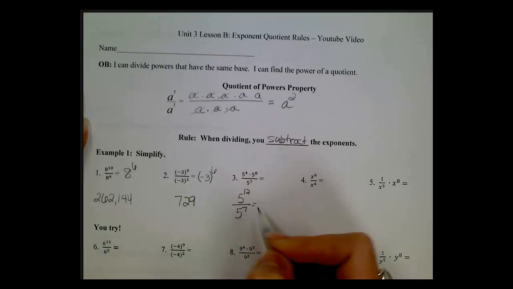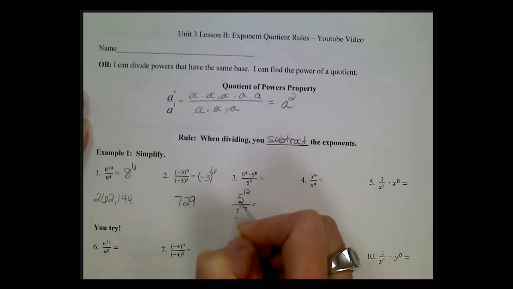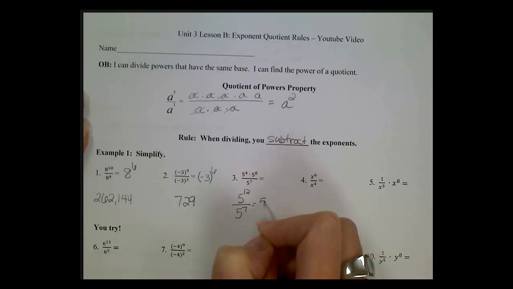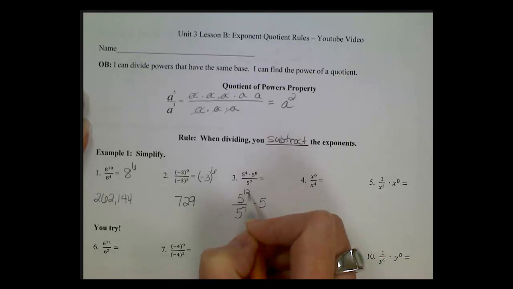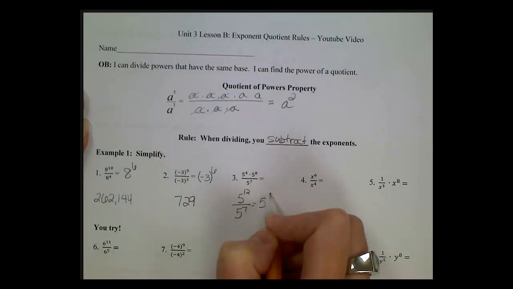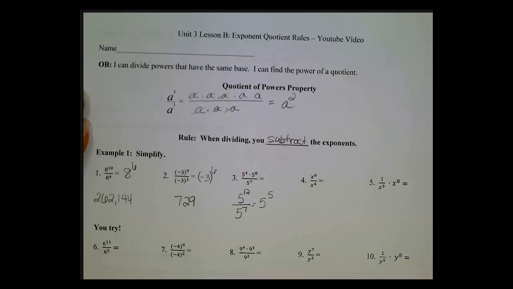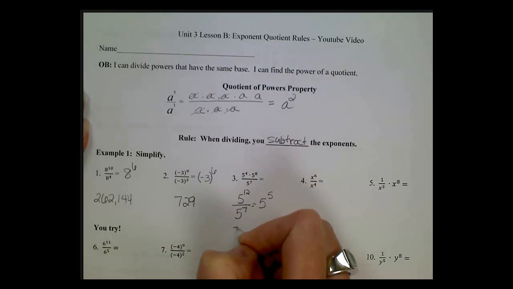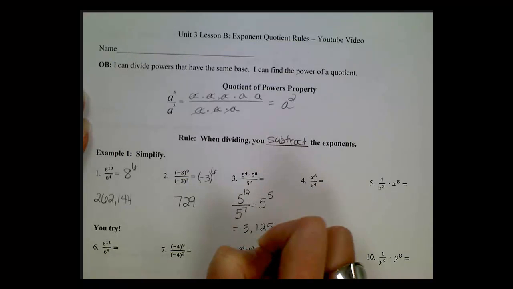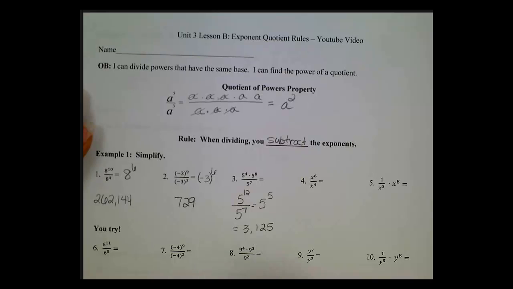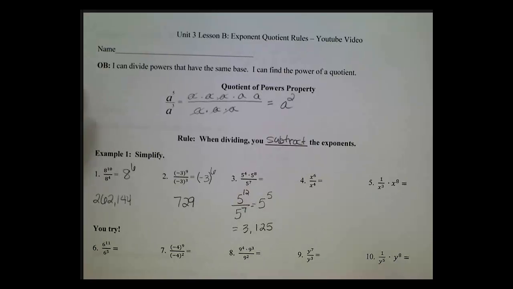Now we can do our division, and we have the same base, so we'll keep that same base. We're going to subtract our exponents, so 12 minus 7 gives us 5. So we end up with 5 to the 5th power, which is equal to 3,125.